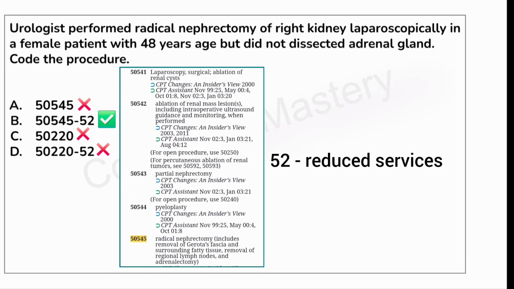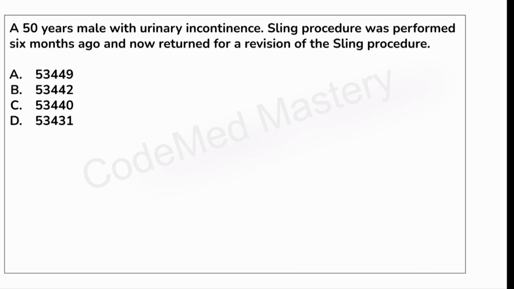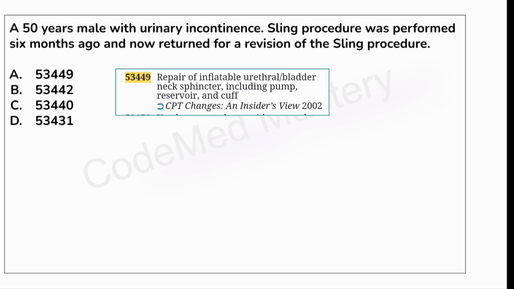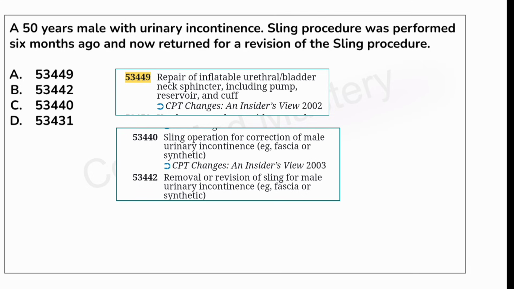Let us move on to the next question. Let us check the options first. Check the code in option A, 53449. 53449 is for repair of inflatable urethral bladder neck sphincter, including pump, reservoir and cuff. And option B, 53442, is for removal or revision of sling for male urinary incontinence, example fascia or synthetic.